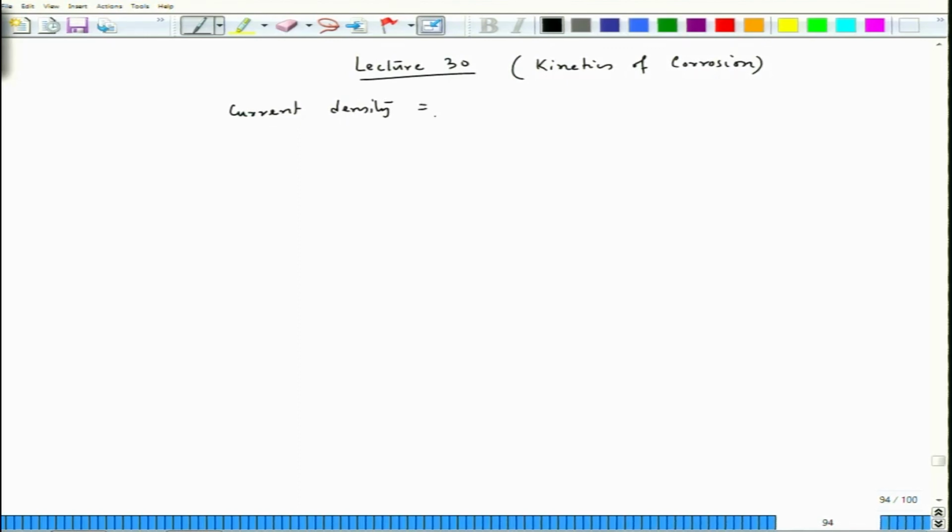And we saw the concept of I0 also, which is called exchange current density, which appears for a particular redox reaction when it reaches equilibrium. So that means this is a kind of situation which is reversible, as well as non-corroding.